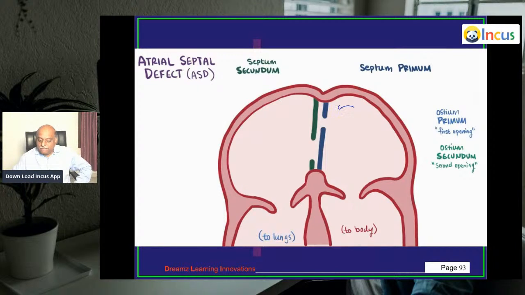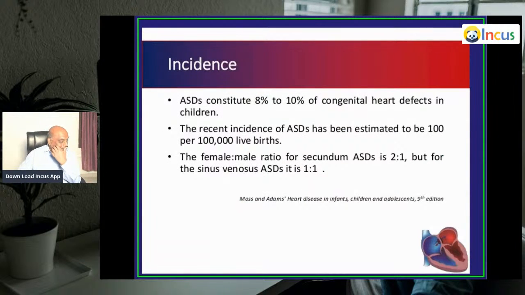So this is the septum primum. Between the two, you have ostium primum. This is septum secundum. Between the two, you have ostium secundum. Now, doctor, let us talk about ASDs. 10 points about ASDs. Are you ready with me to do the revision? 10 points about ASDs for tomorrow's entrance.